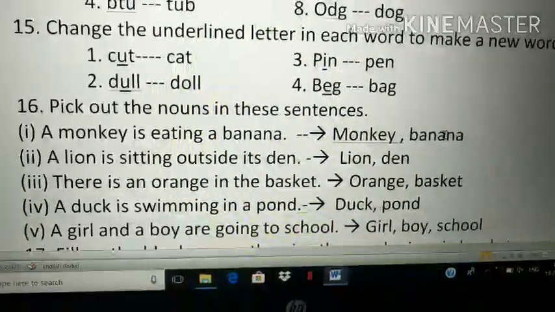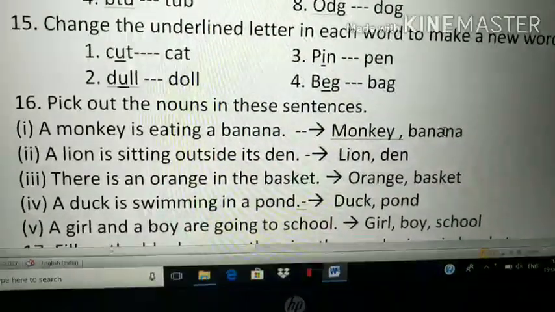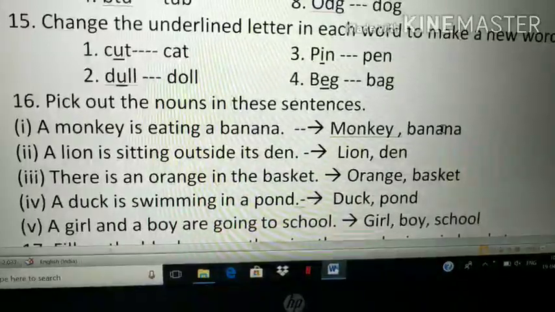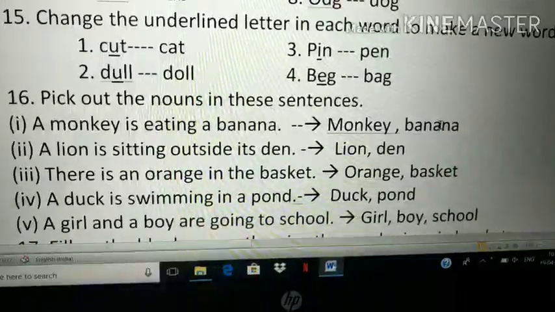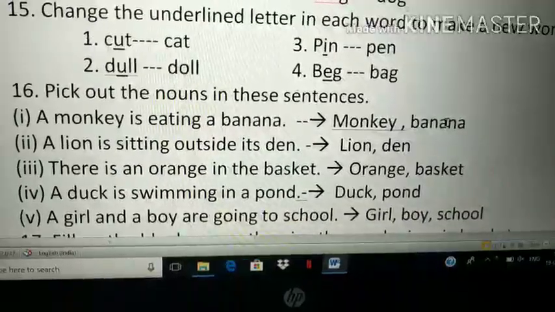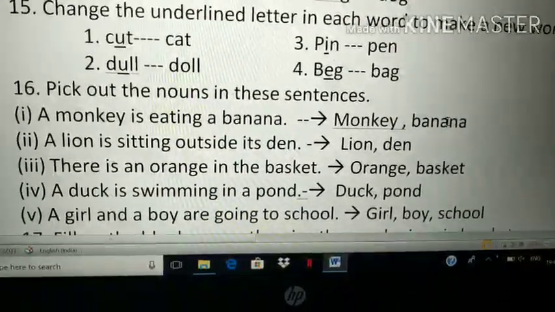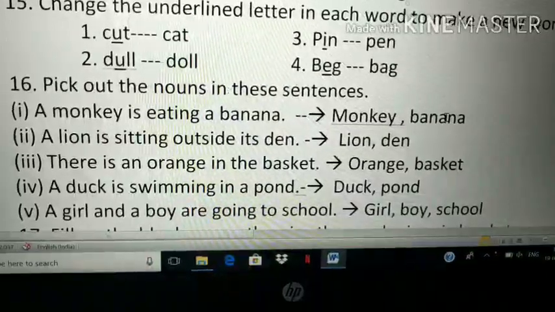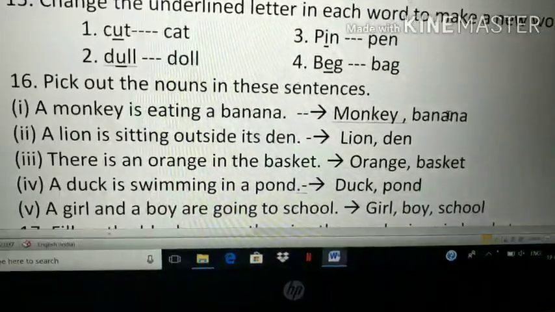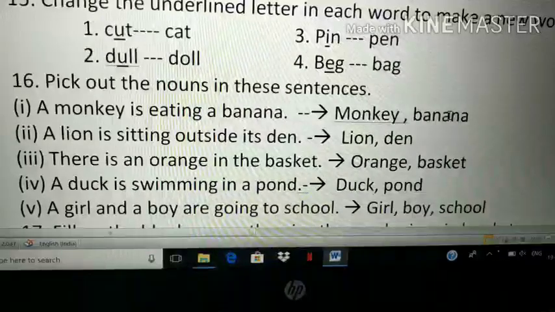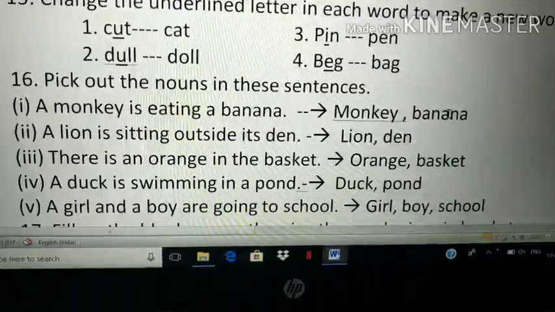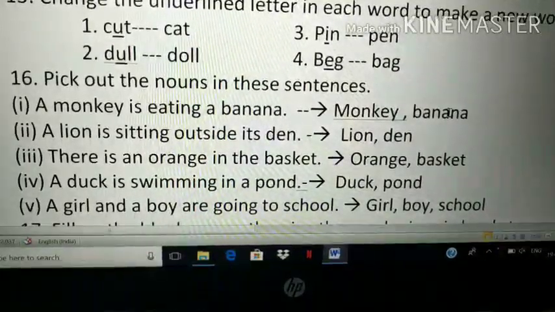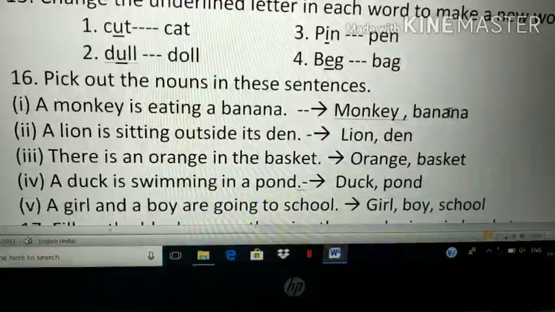Question number 16. Pick out the nouns in this sentence. Roman number 1. A monkey is eating a banana. Monkey, banana. Roman number 2. A lion is sitting outside a dance. Lion, dance.